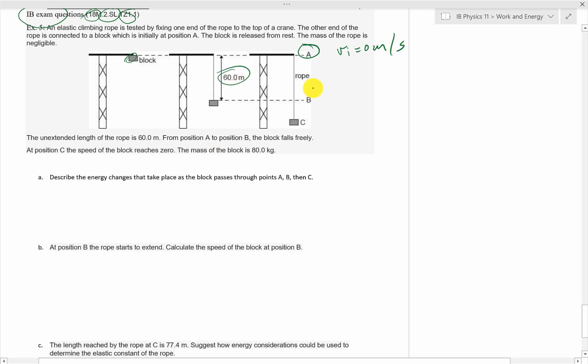From position A to B, the block falls freely, and that just means it's not going to stretch the rope or anything, it's just falling, essentially. At position C, the speed of the block reaches 0. So here we have the speed being 0, and I'm just going to write that down. The mass of the block is 80 kilograms, and starting with A, describe the energy changes that take place as the block passes through points A, B, and then C.